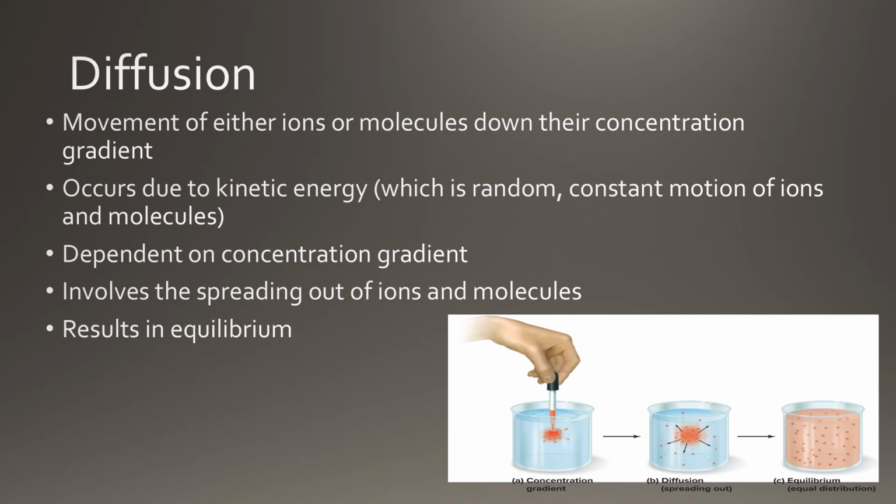Attainment of equilibrium. Diffusion continues until equilibrium is reached, where there is an equal distribution of ions and molecules throughout the system. At equilibrium, there is no net movement of ions or molecules, as the rate of diffusion in one direction equals the rate in the opposite direction.